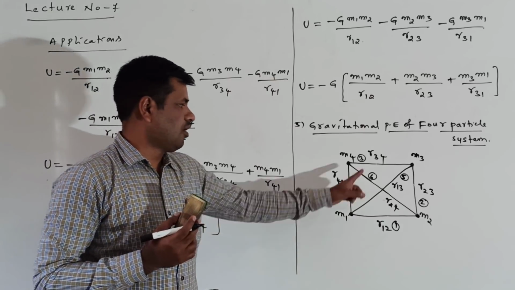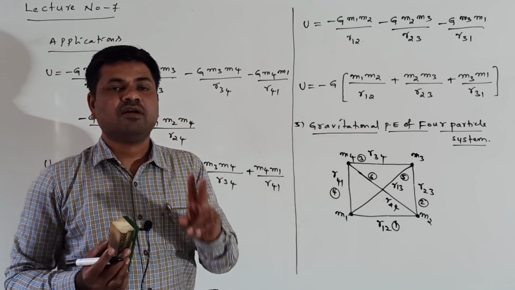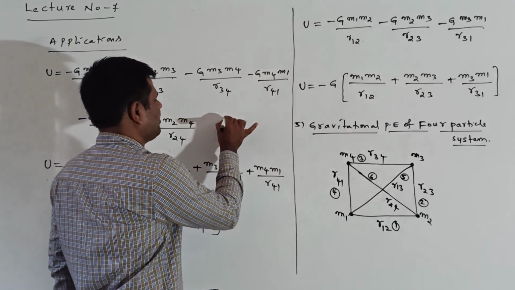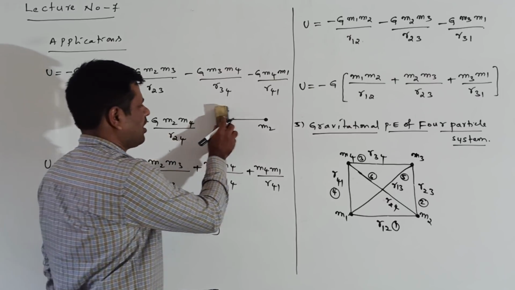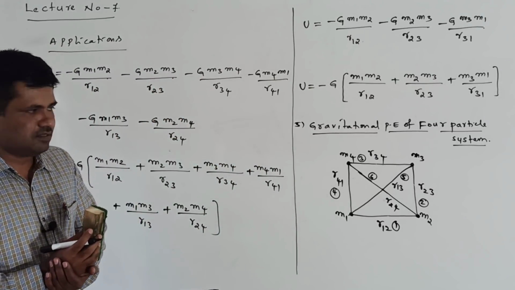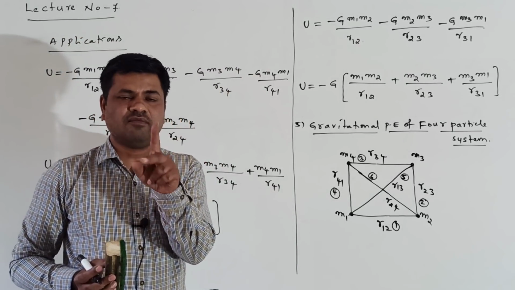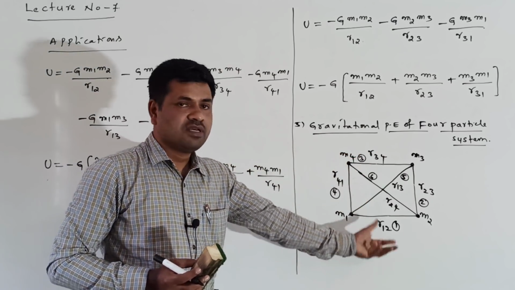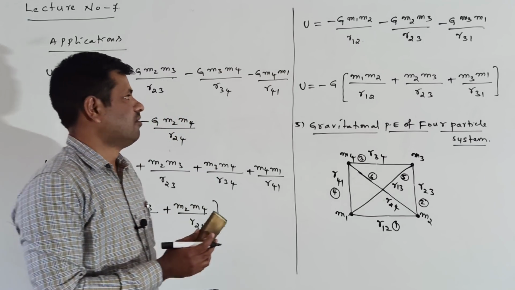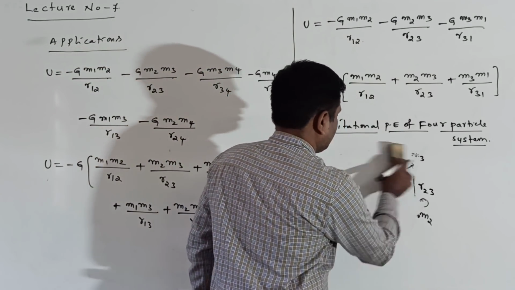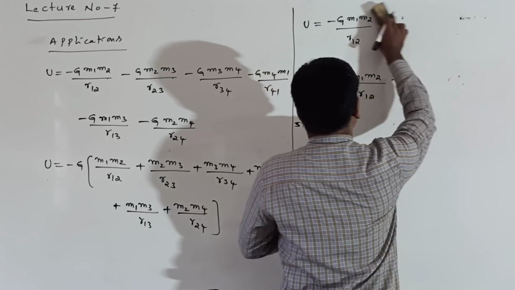Right, listen here. How many pairs are coming here? 6. In the 3 particle system, how many pairs? 3 pairs are coming. For the 2 particle system, how many pairs are coming? Only 1 pair. Right? But one shortcut formula is there for finding the number of pairs. For the 3 particle system, 3 pairs; 2 particle system, 1 pair; 4 particle system, 6 pairs. What is that formula? We can see here, the number of pairs formula.